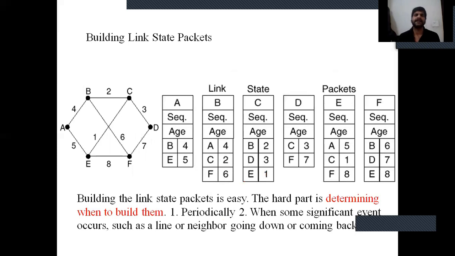Building the link state packet: each packet has a sequence number S and a list of neighbors. For A, the neighbors are B and E, with cost of B equal to 4 and cost of E equal to 5. Similarly for B, C, D, E, each packet contains the information of its neighbors. The hard part of building the link state packets is determining when to build them: periodically, or when some significant event occurs, such as a line or neighbor going down or coming back.